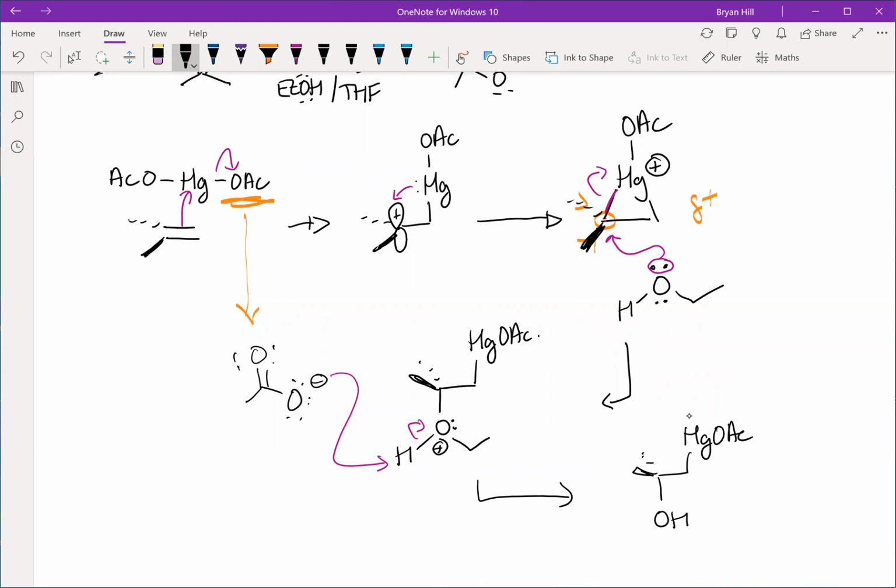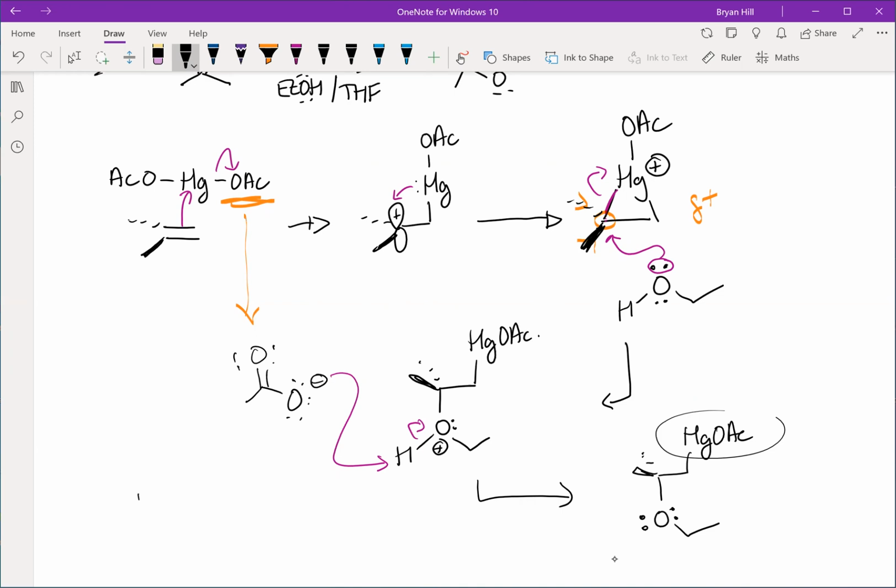Do I have a question somewhere? No. Oops, that's not right. There's the ether. So then later on, this group will be reduced with the sodium borohydride.